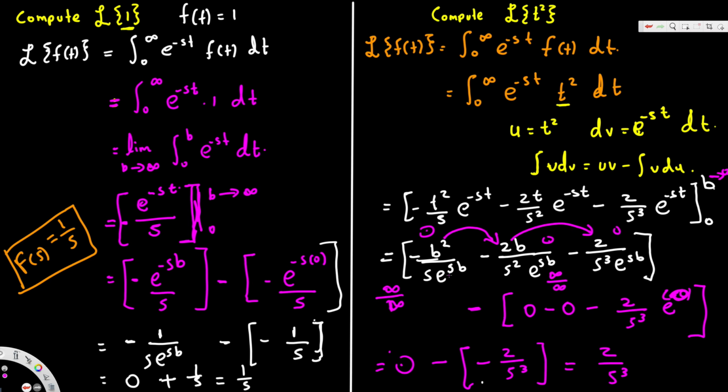And here we have to have one more condition: s has to be a positive number, because if s is negative, then it will go up again. So the condition is s has to be greater than 0, and for the previous ones also, s has to be greater than 0, and here also s has to be greater than 0, and this is the answer. So for this one, we can say F(s) is equal to 2 over s cubed, and that's the Laplace transform of t squared, and that's how we do that.